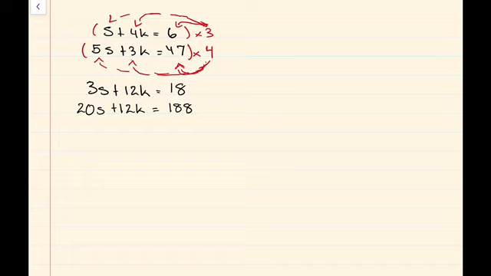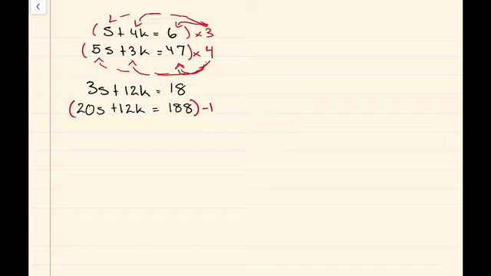So now that we have both coefficients of the second variable, which is k, the same, we want to be able to cross them out. To do that, we have to make one of them negative. So let's multiply this whole equation by -1, so that this equation is going to give us a negative k, so that we can cancel out the k's.